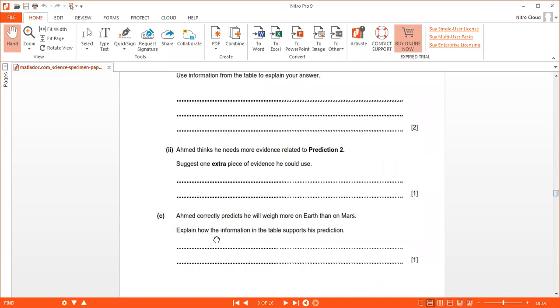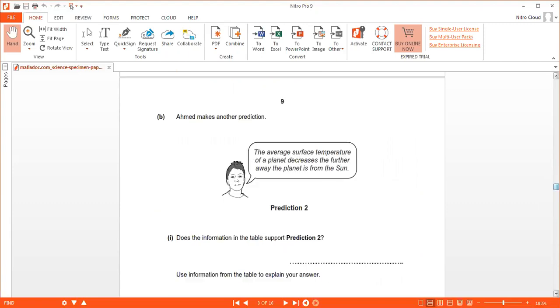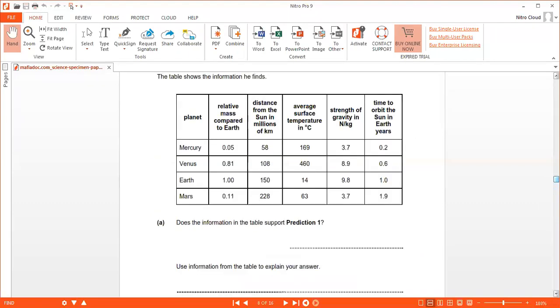C. Ahmed correctly predicts he will weigh more on Earth than on Mars. Explain how the information in the table supports his prediction. Look at the table. Relative mass compared to Earth: 0.05, 0.81, Earth 1, Mars 0.11.